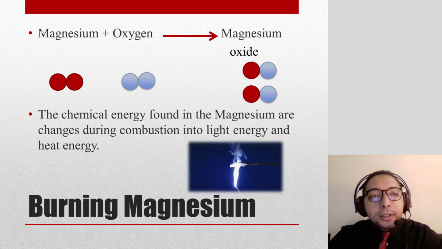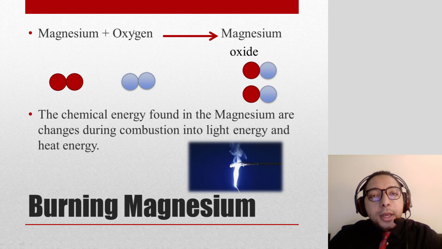When we burn the metal magnesium in the presence of oxygen, we're going to make magnesium oxide. So magnesium is a molecule which consists of two magnesium atoms. One should be apart from the other one, so it's a small mistake. This should be apart from this, and then the oxygen, both of them should be together.